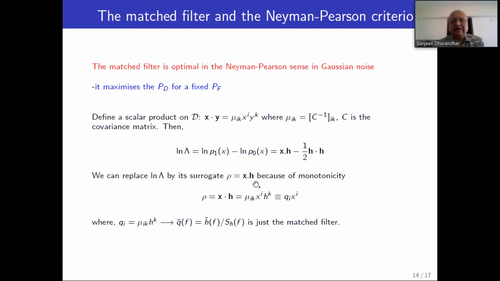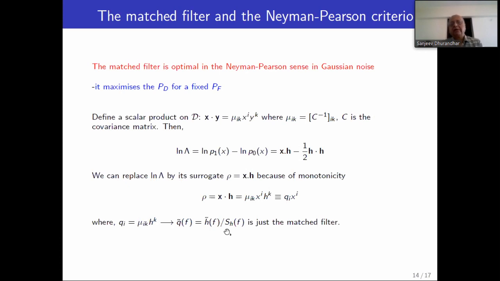It is exactly the matched filter because of monotonicity. Because rho is now x dot h, it is mu_ik x_i h_k. If I write mu_ik h_k as q_i, then this is just q_i x_i, and q_i is mu_ik h_k. In the Fourier space, this just goes to h(f) over S_h(f).